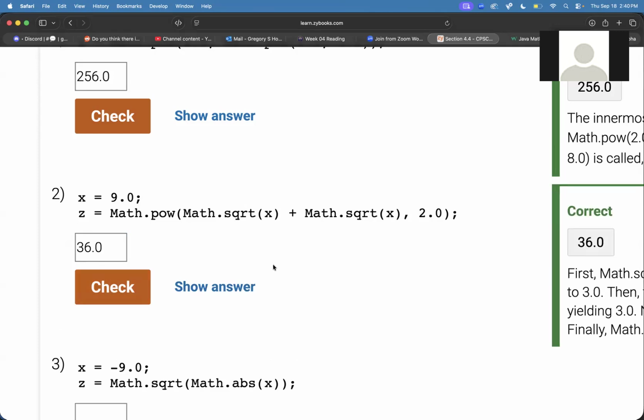And of course, you could still do this by hand because, for example, the part that I've highlighted here, Math.sqrt(x), Math.sqrt(x). X is 9, right, from the previous line. So the square root of 9 is 3. So this is 3 plus 3, which is 6. And then you have Math.pow(6, 2). So 6 squared, which is 36.